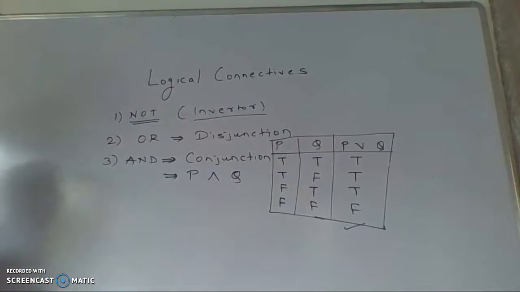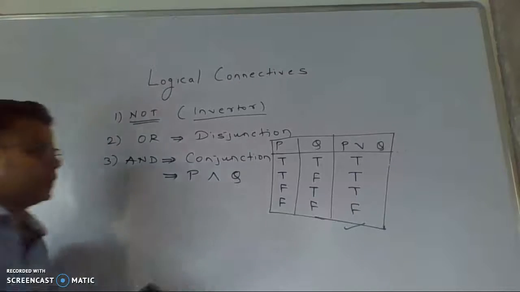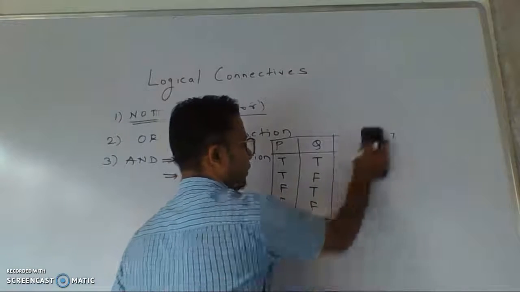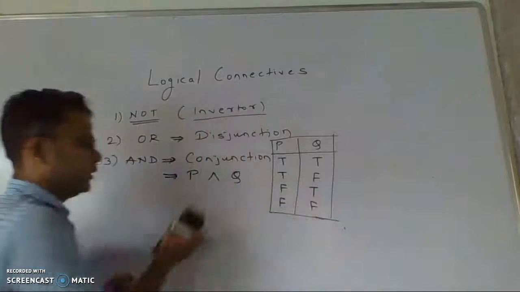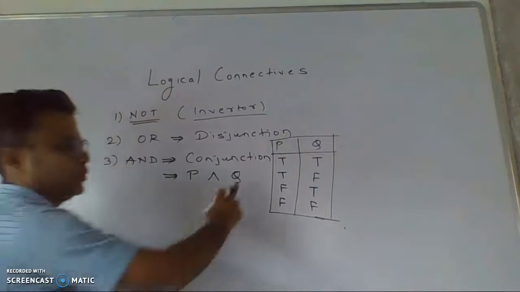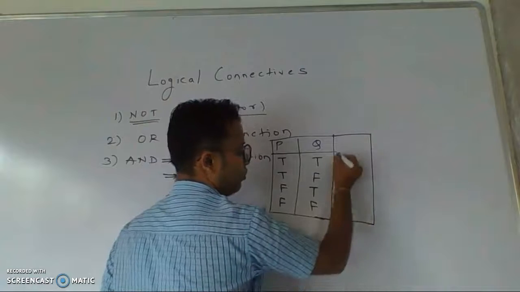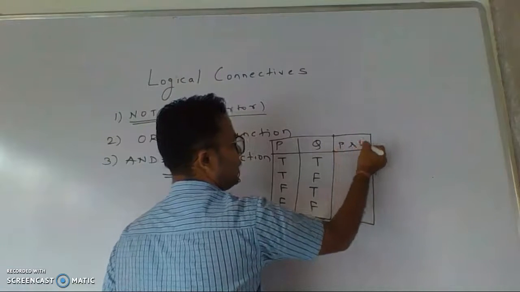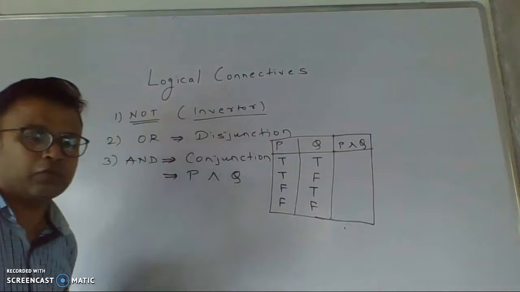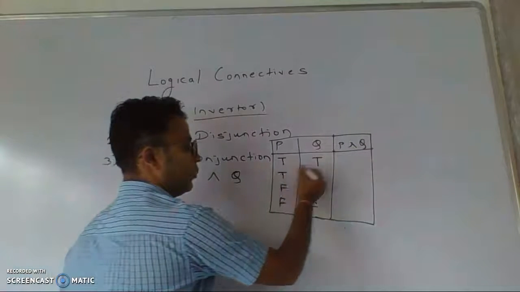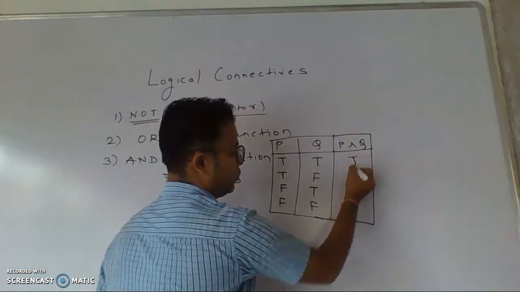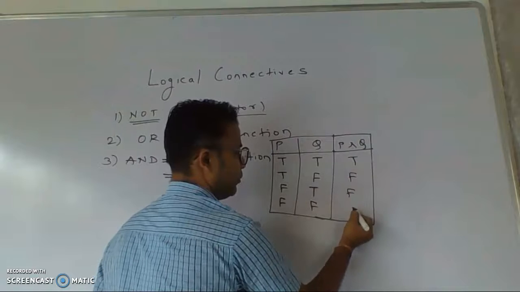Now let us see its truth table. Again, as there are two statements, how many possibilities will there be? 4 possibilities. So these are the 4 possibilities. And finally, the truth table of P and Q. See, P and Q will be true for both being true.